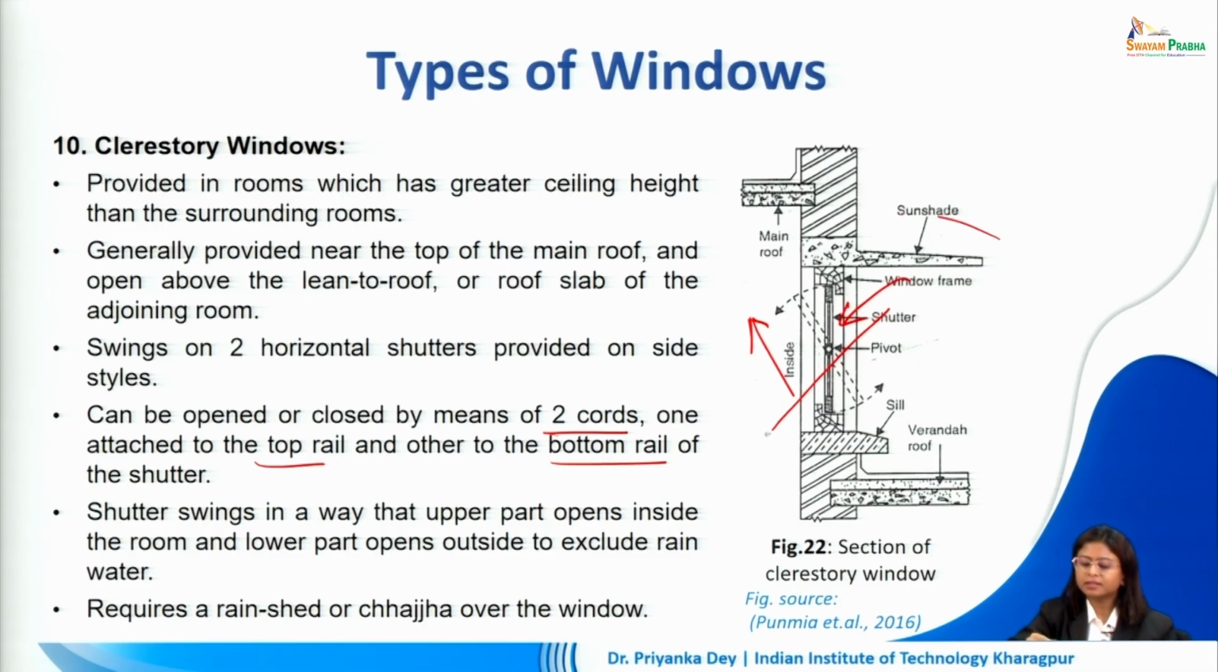Even though there is a sunshade provided, we always have to ensure that this type of window opens into the internal space. It requires some amount of rain shed or chhajja over the window, because we also have to keep in mind that this is much higher up in height.